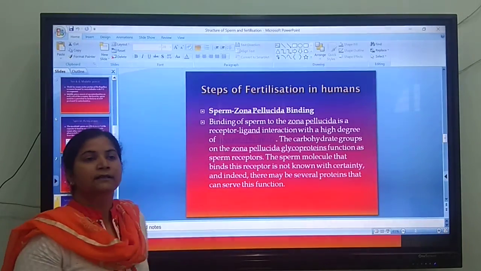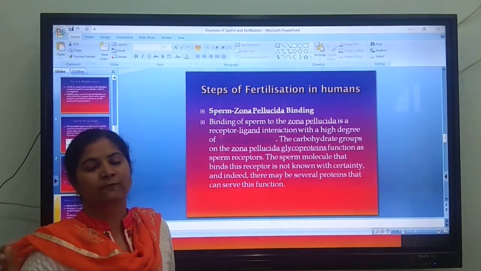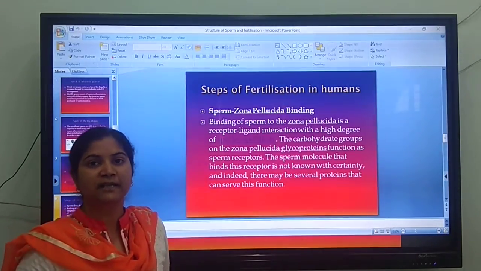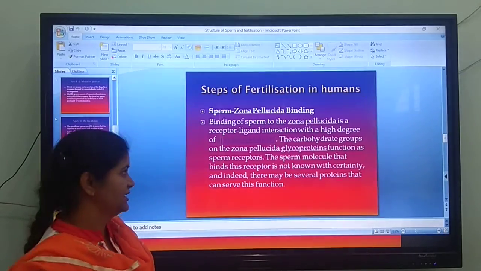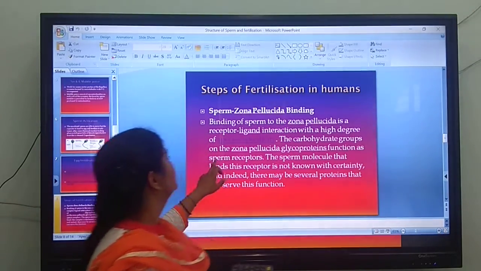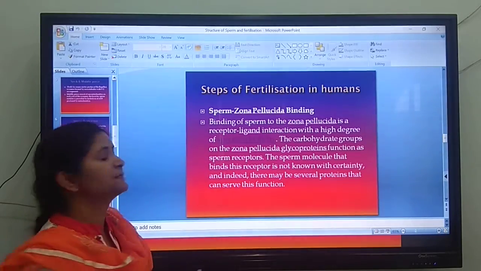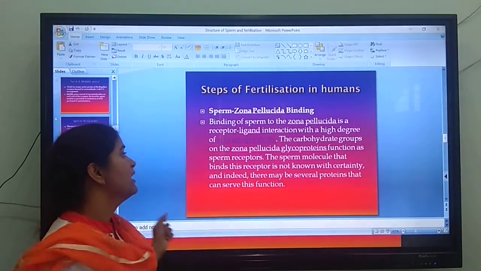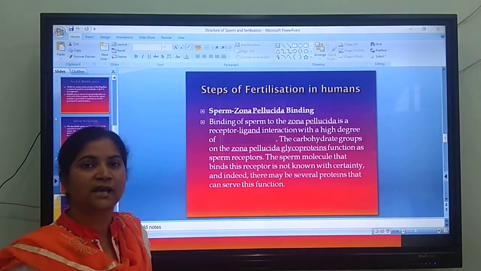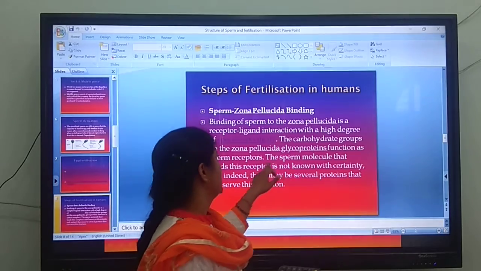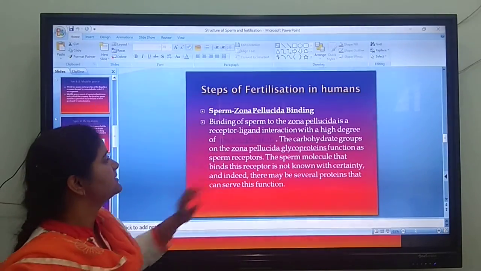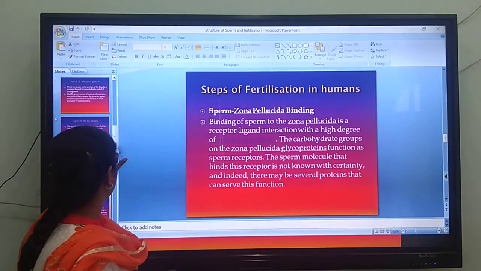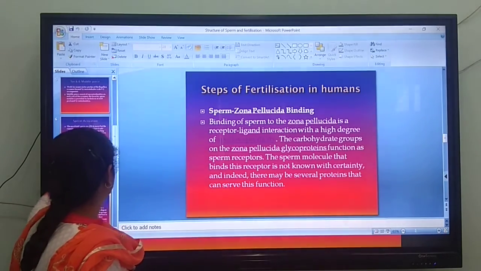For example, the sea urchin sperm will only bind to the sea urchin egg. And there is incompatibility between sperm and egg of two different species. So the carbohydrate groups of the zona pellucida glycoprotein function as sperm receptors. There is a lock and key mechanism. So human or single species sperm can only fertilize the egg of that species. The sperm molecule that binds this receptor is not known with certainty, and indeed there may be several proteins involved in this fertilization or binding.